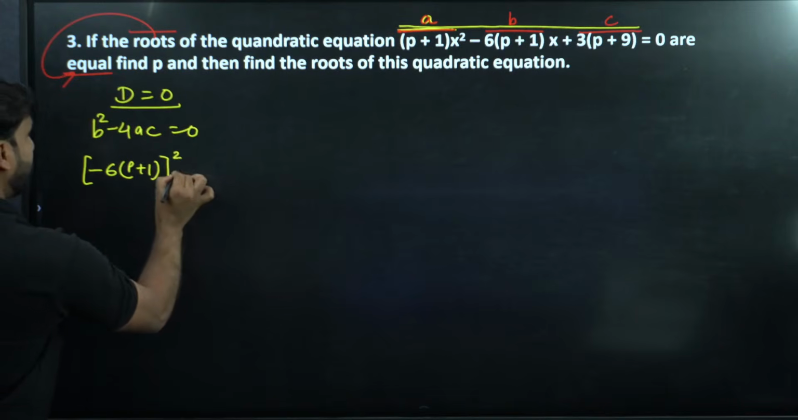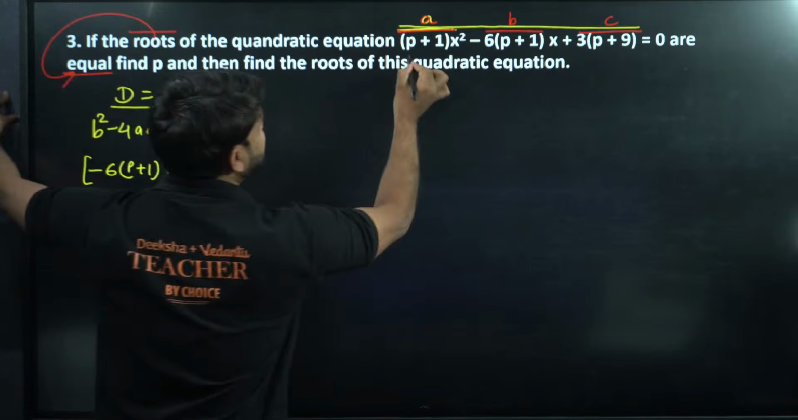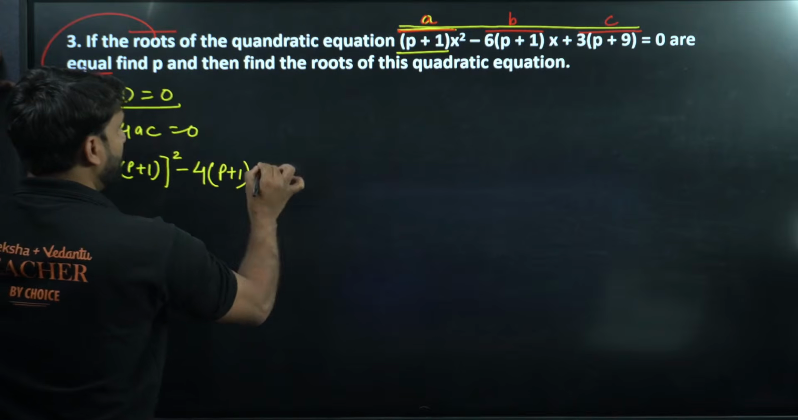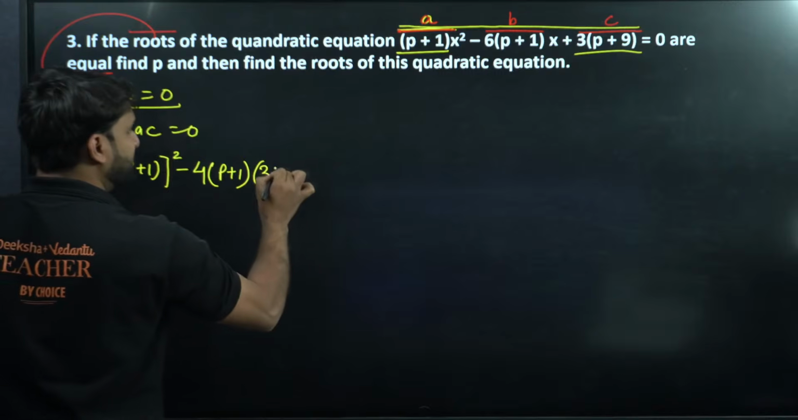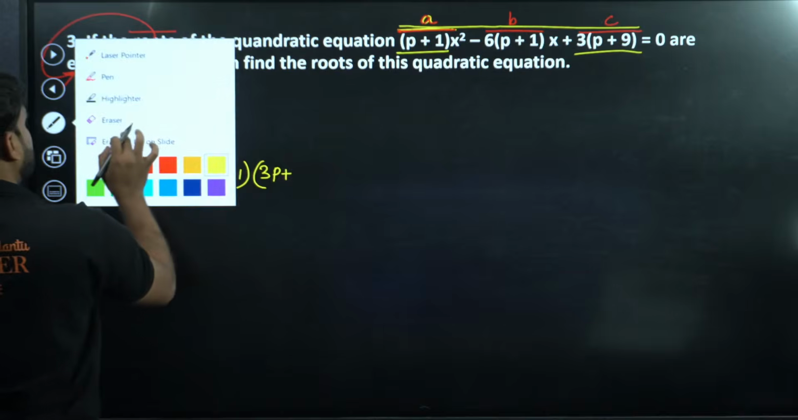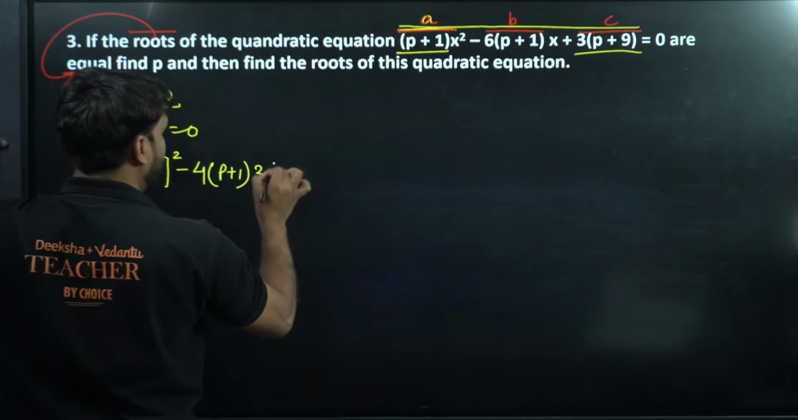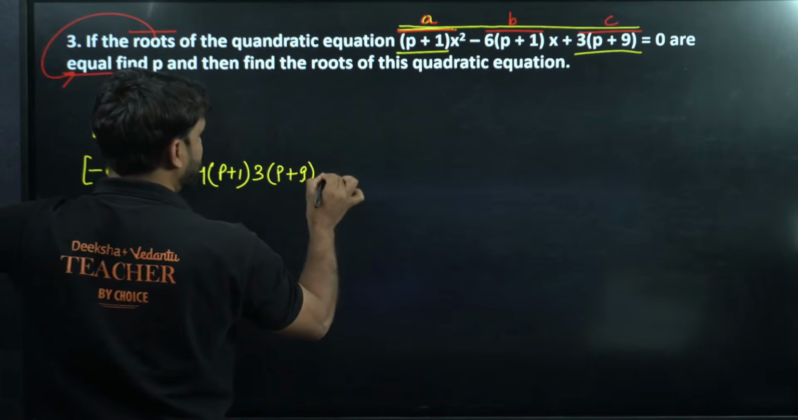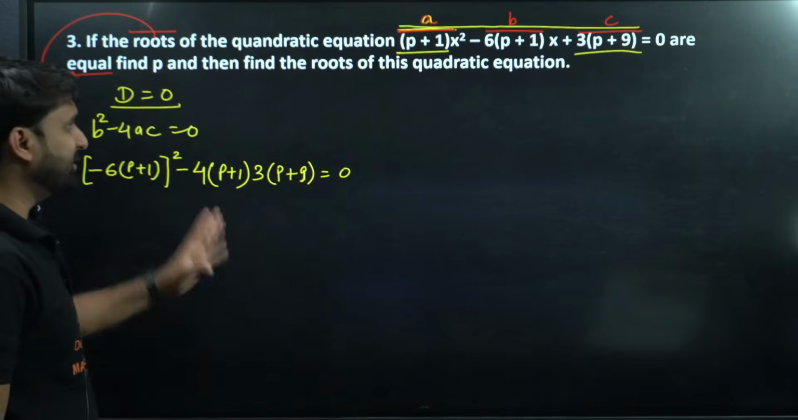This is b square, right? Entire b square minus 4. Where is a? This entire part is called A. So A is equal to P plus 1. Where is C? The last part is called P. So this is 3P, 3 out of the bracket, and P is inside the bracket. So 3 into P plus, that is 9. P plus, this is 9 by the way. Don't get confused, this is not Q, this is 9. So P plus 9 is equal to 0, perfect.